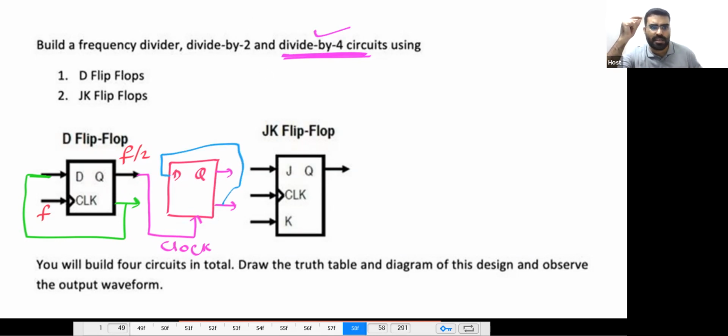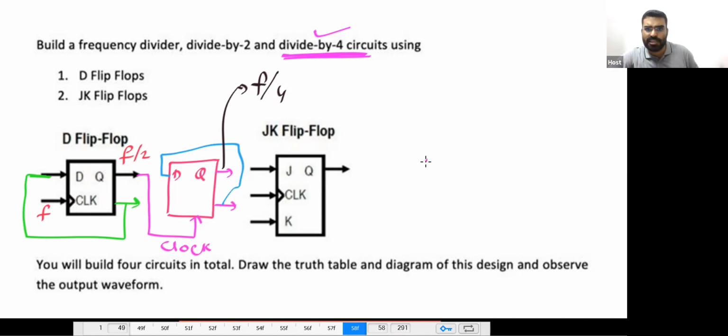Now, if I do it like this, then what will I get? Here, this will give me F by 4. The output of the second D flip-flop will have frequency F by 4. This is the idea. Very simple, correct?